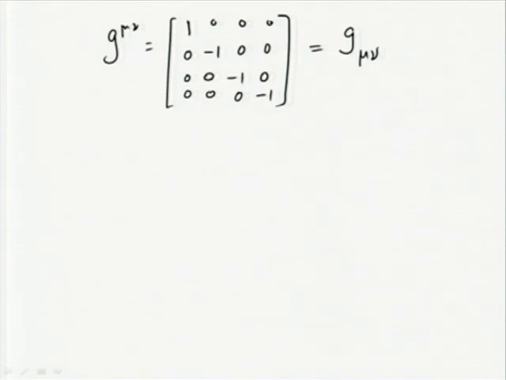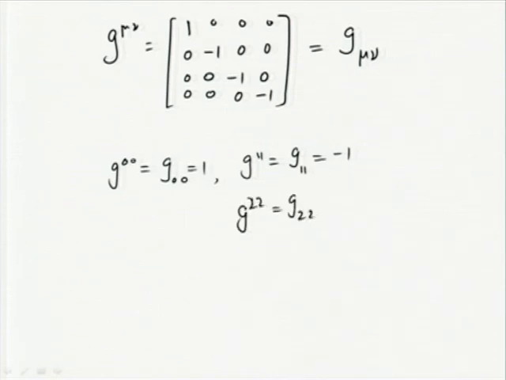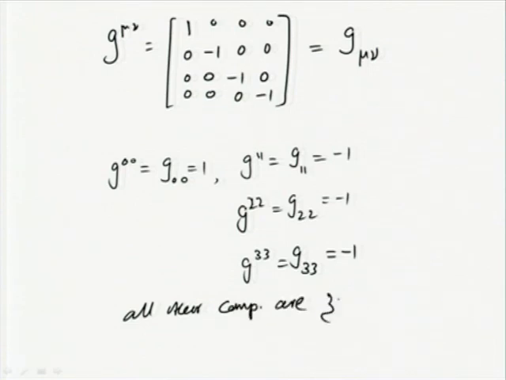So, we can say that g 0 0 lower index is equal to 1, g 1 1 is equal to minus 1, g 2 2 equal to minus 1, g 3 3 equal to minus 1. All other components are zeros.